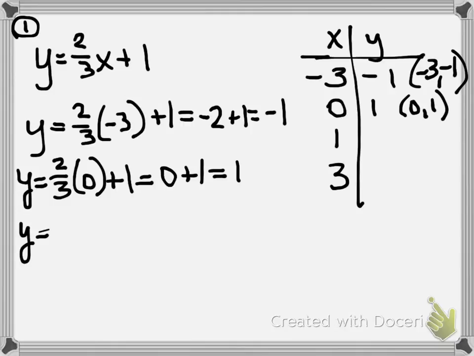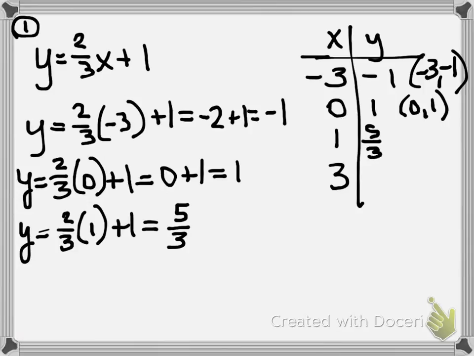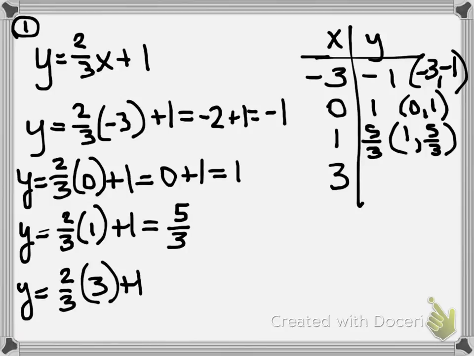And then let's plug in the 1. So that means 2/3 plus 1, which is 5/3. It's 2/3 plus 3/3. That gives you 5/3. Or it's 1 and 2/3 if that's easier to graph, which sometimes it is. And then if you let x equal 3, the 3's cancel, so you have 2 plus 1, so y is 3. So then you have another point, 3, 3.